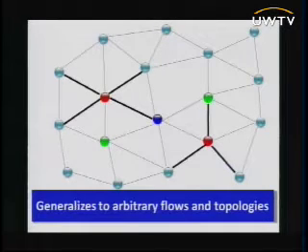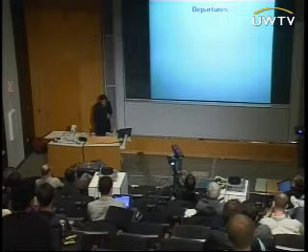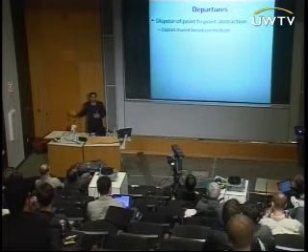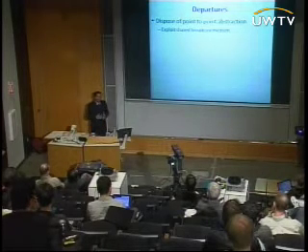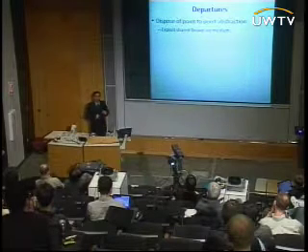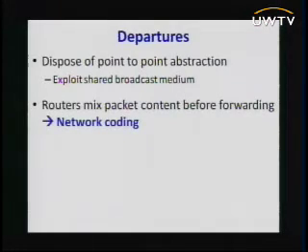But let's reflect on what we actually changed about the network design here itself. So instead of dealing with the broadcast nature of wireless by imposing an artificial point-to-point abstraction on it, we are now exploiting the broadcast nature of wireless to increase network throughput. Second, instead of the routers simply storing and forwarding packets like in traditional networks, you now give routers the ability to mix the contents of packets before forwarding them. That is, perform network coding on packets.